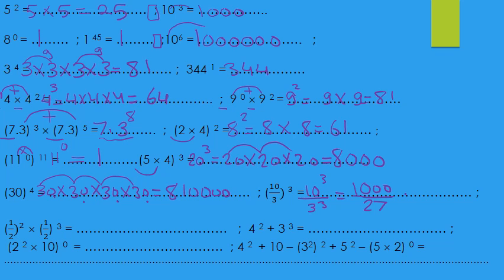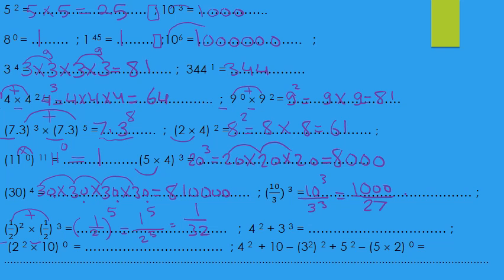1 over 2 squared times 1 over 2 cubed. Here we have same base. So the base might be a whole number or a decimal number or even a fraction. So the base here is 1 over 2, and we add the powers. 2 plus 3 is 5. So this is written 1 to the power 5 over 2 to the power 5. So this is 1 over 2 to the power 5. The answer is 2 times 2 times 2 times 2 times 2 is equal to 32.